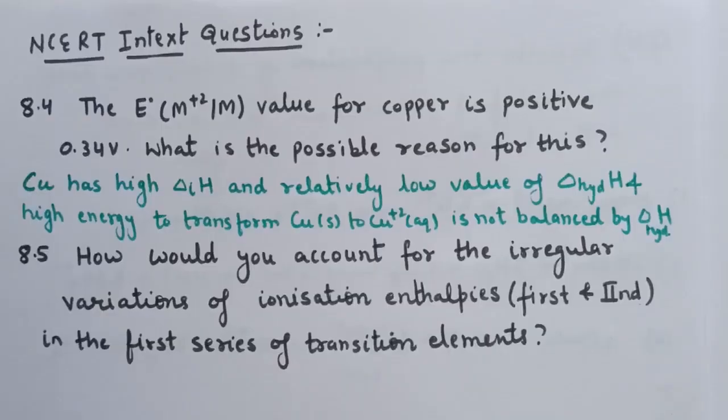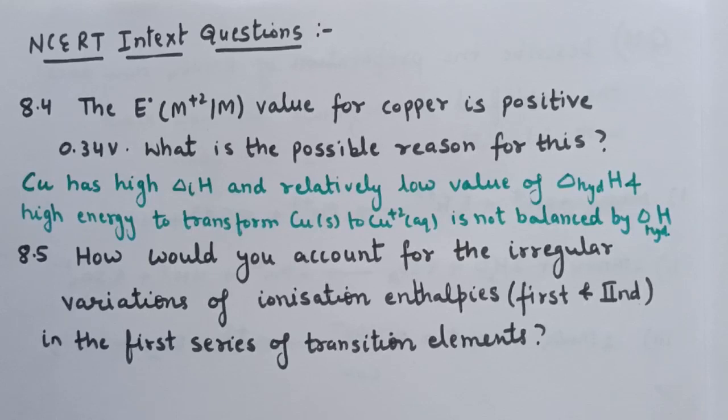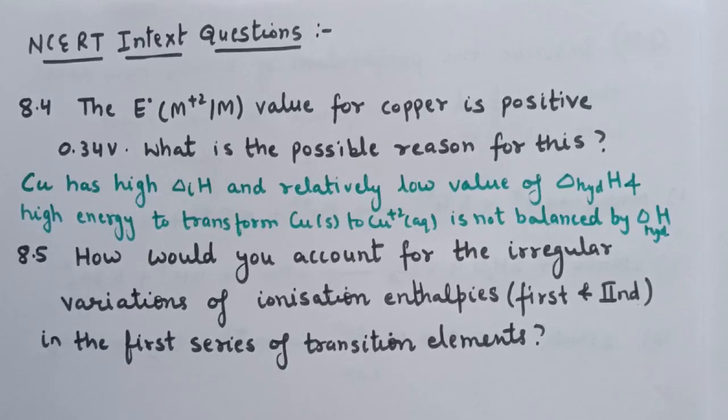Now I am discussing the homework of lecture number 4. NCERT in-text question number 4. The E0 for M plus 2 to M value for copper is positive, that is 0.34 volt. What is the possible reason for this? So the answer for this question is copper has high ionization enthalpy and relatively low value of hydration enthalpy.